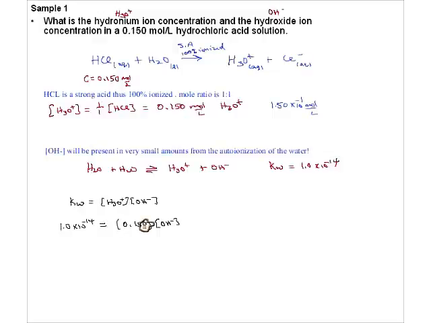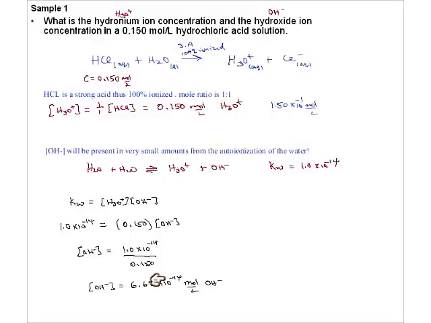The only thing we don't know is the OH minus. So what we do is we simply divide both sides by 0.15, and lo and behold, what do we get? Let me just reveal it this way. There we go. So in this case, we simply divide both sides by 0.15, and we get 6.6 times 10 to the minus 14 moles per liter of hydroxide.